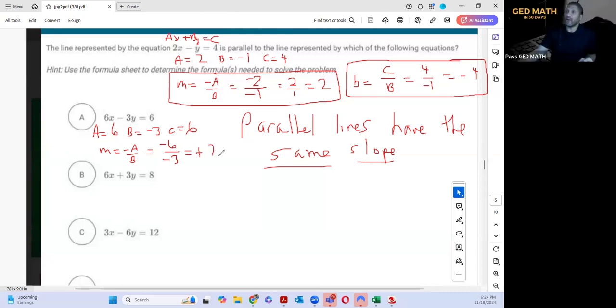So 2. We already found the slope of 2. So we're done. A is the answer. A is parallel to that equation. You're already done. So you should be able to look at this right now.